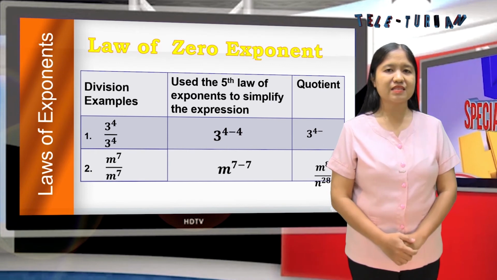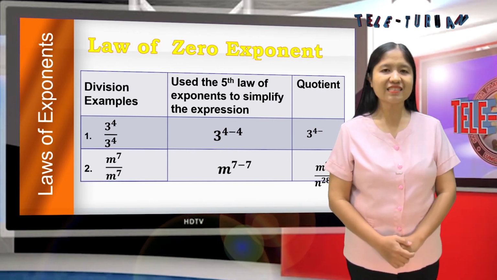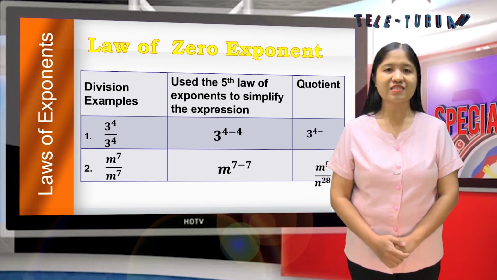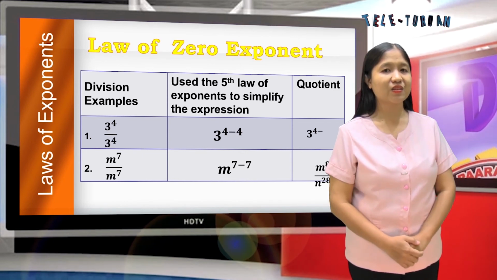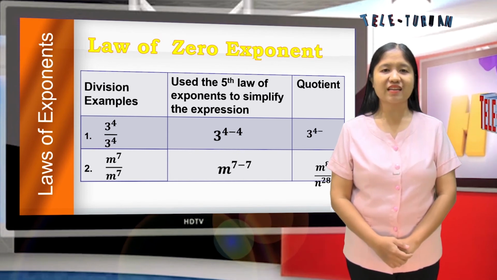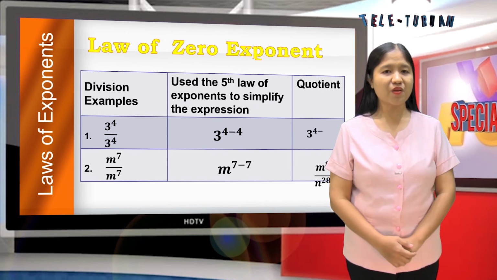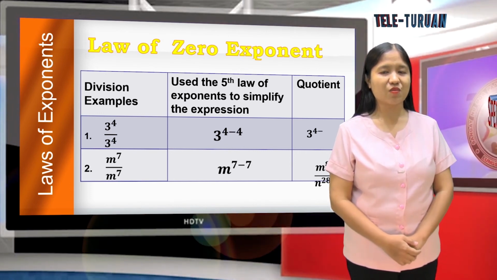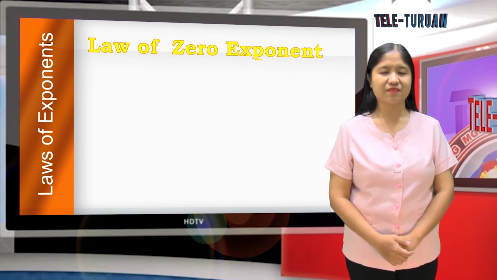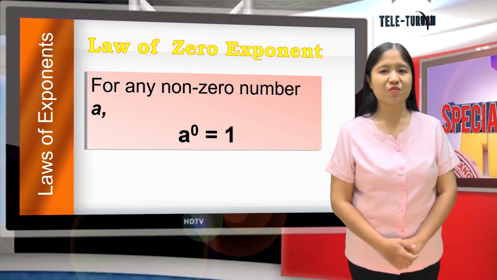Another law of exponents is the law of zero exponent. To understand this, let us study the following example. Can you find the easy way of finding the result written in the third column? That is correct. Simply subtract their exponent, then remember the rule, any non-zero number or any variable, when you raise it by 0, is equal to 1. That concludes the law of zero exponent. For any non-zero number A, A raised to 0 is equal to 1.